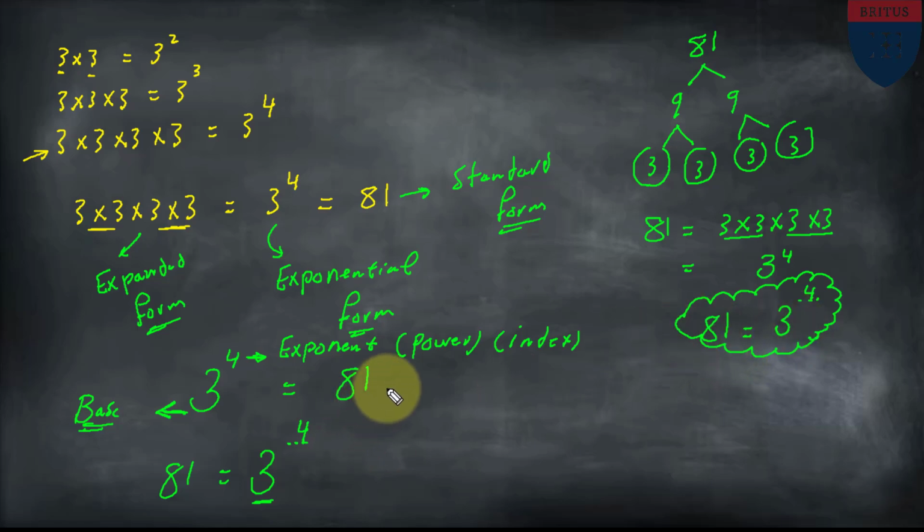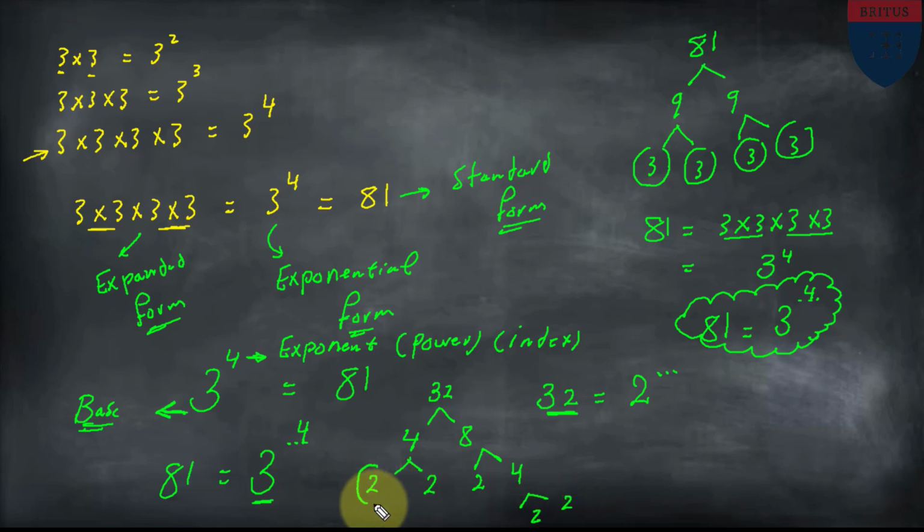Another example. What about 32? Is equal to 2 raised to the power what? How can you find, mister, the exponent? Just keep your eye on 32. 32, we can write it as, from multiplication table, guys, 4 times 8. We can write 4 as 2 times 2. And we can write 8 as 2 times 4. What about 4? We can write it as 2 times 2. Now, circle the prime factors.